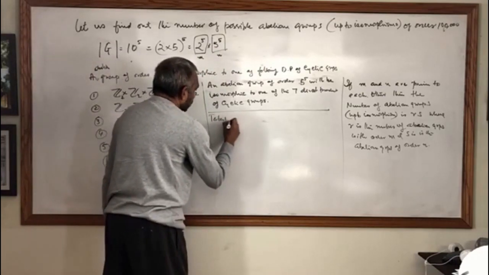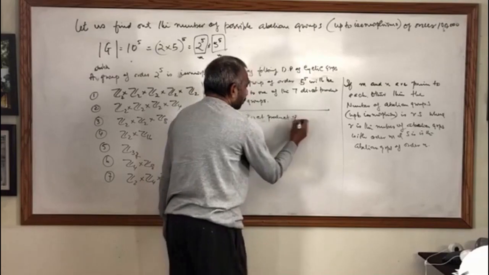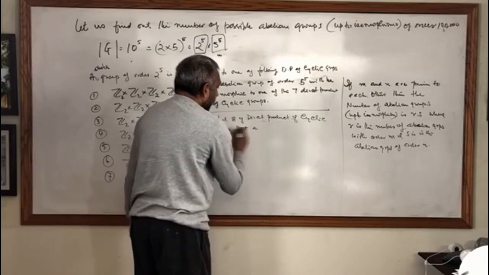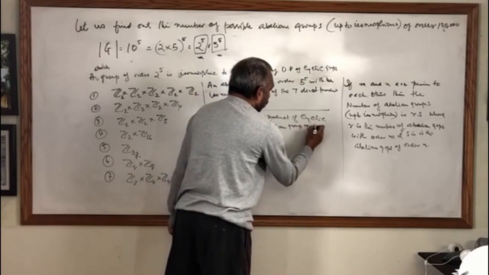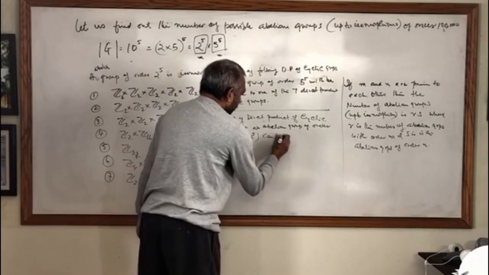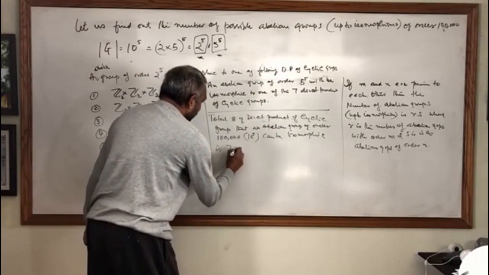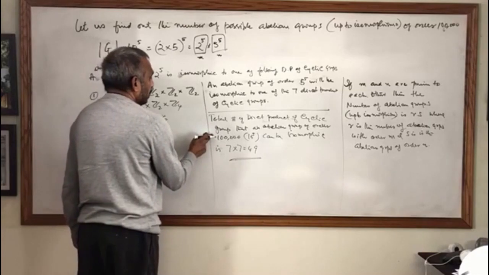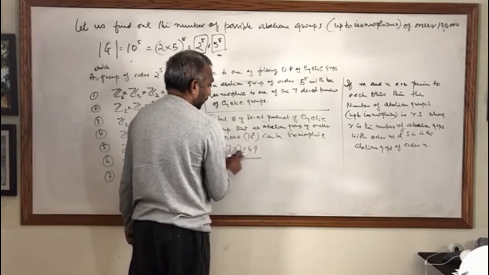the total number of direct products of cyclic groups that an Abelian group of order 100,000, 10 to the power of 5, can be isomorphic to is 7 times 7, 49. So there are 49 ways in which an Abelian group of order 10 to the power of 5 can be isomorphic.